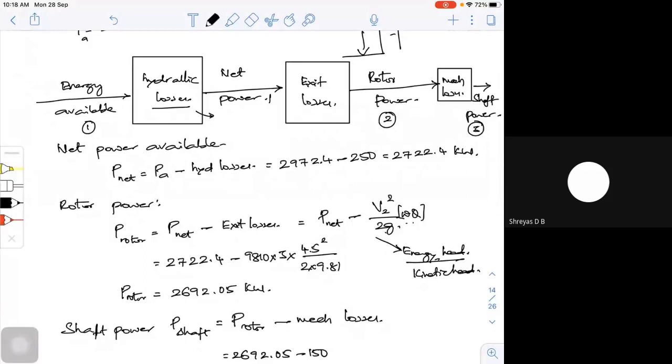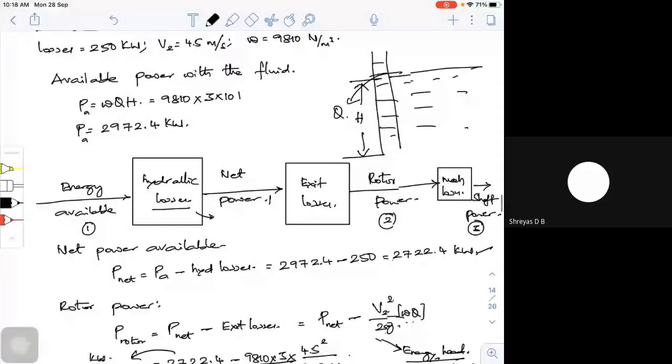See, this is already in kilowatts. You will be getting watts. That you have to divide. See, if you want to get it in kilowatts, you have to divide it by 1000. You got it? See, this number is already in kilowatts. Look at this. The P available, this is already in kilowatts. Are you getting?